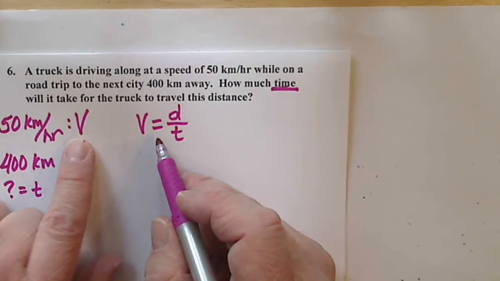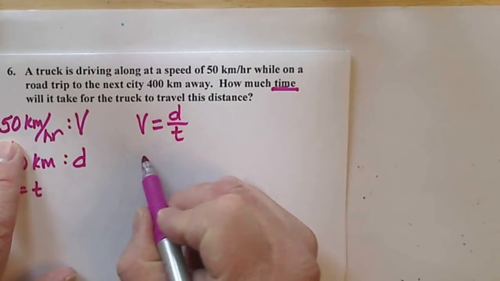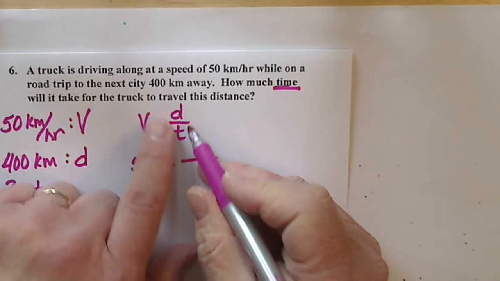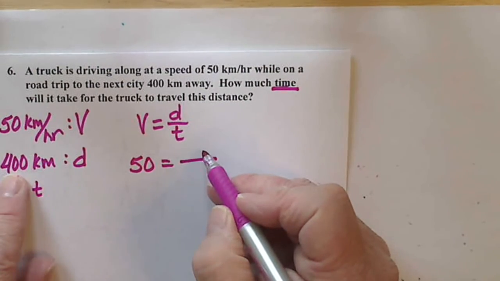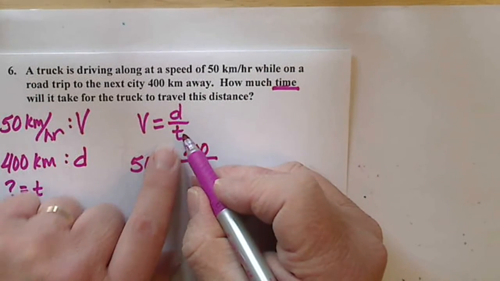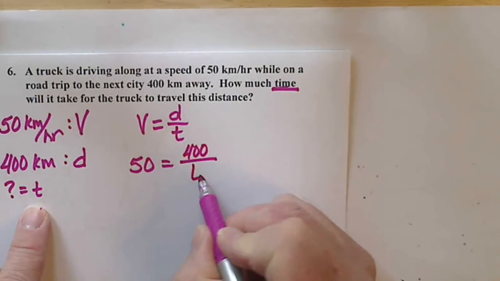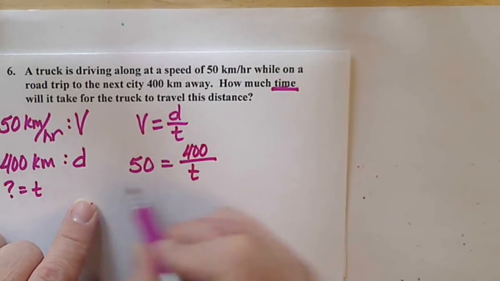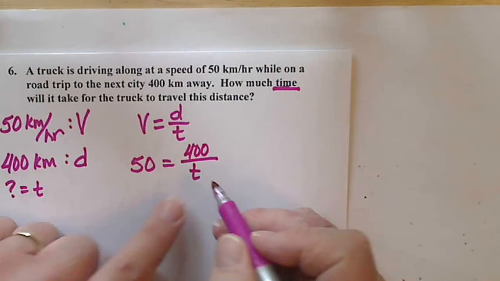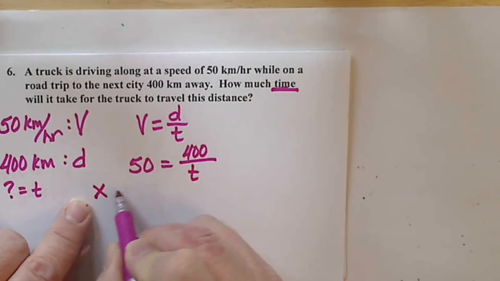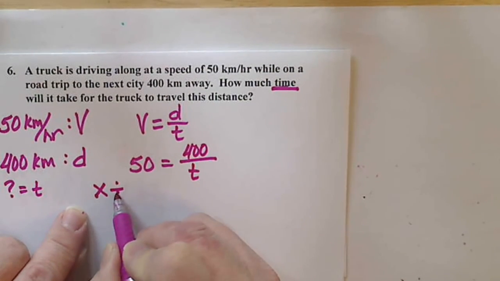So the V right there is 50. So where the V is, I put my 50 right there. The D is up here, and the D is 400. And the T, we don't know. So we're going to just put T down there. Now we have that T down in the denominator, so we have to do what our math teacher taught us. You're going to cross multiply and divide.